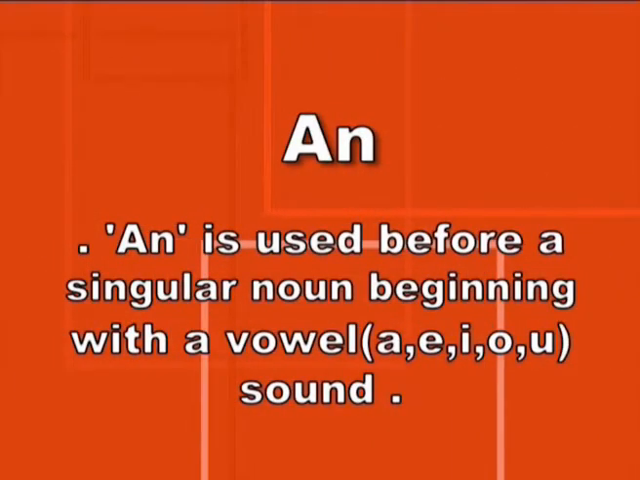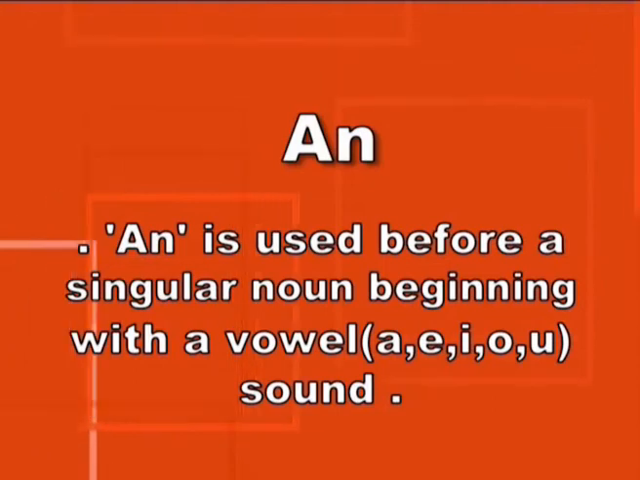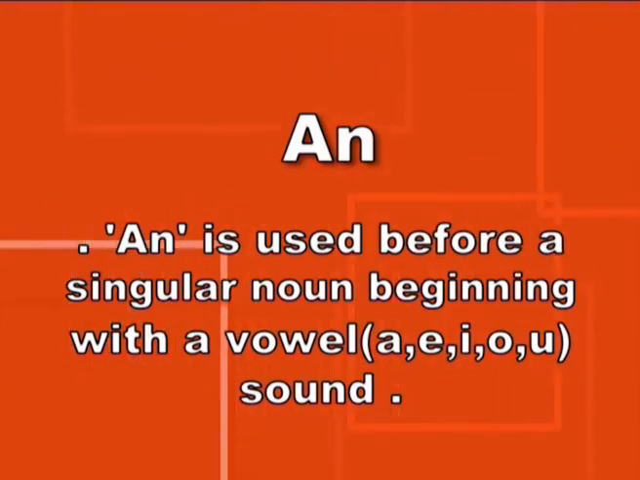Good. Let us move on with the next article, which is an. An is used with a singular noun which begins with a vowel sound. Do you know the vowels? I'm sure you do. A, E, I, O, U. Let us take a few examples.